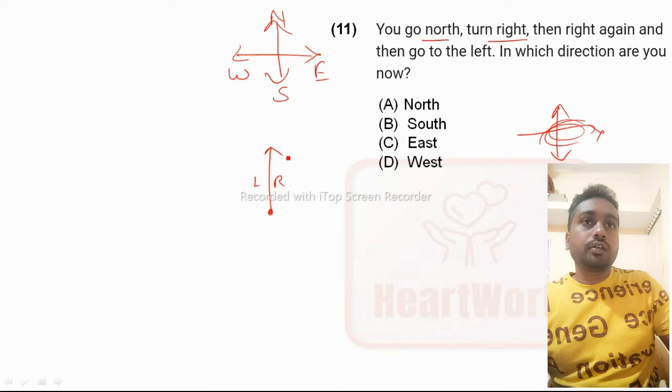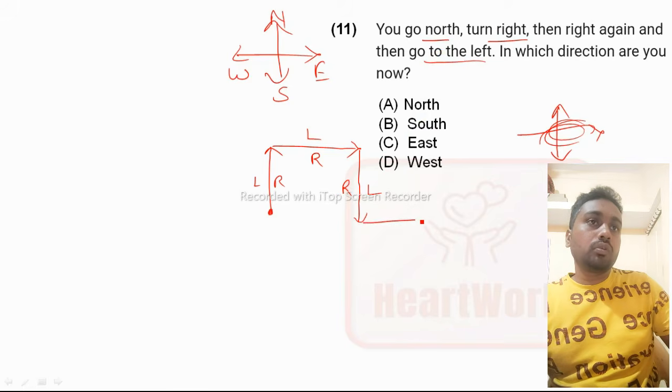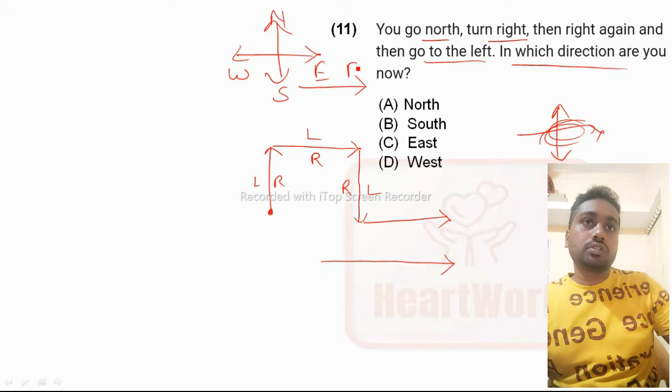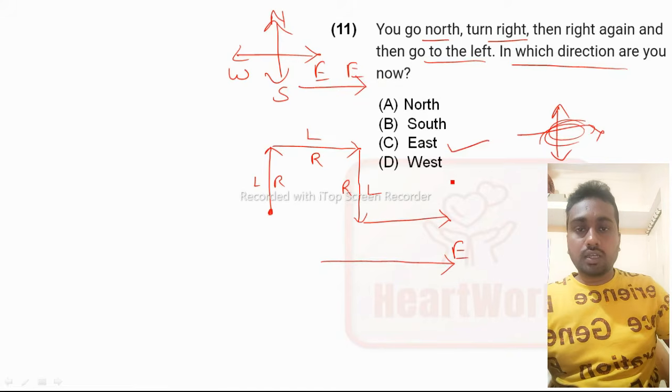After that, turn right. Now you have to turn right. So left is this one, right is this one. Then again you have to turn right. So left this one, right this one, and then go to the left. Now you have to go left. Now what is the question? In which direction are you now? You are going in this direction, means east. Option C is the right answer.